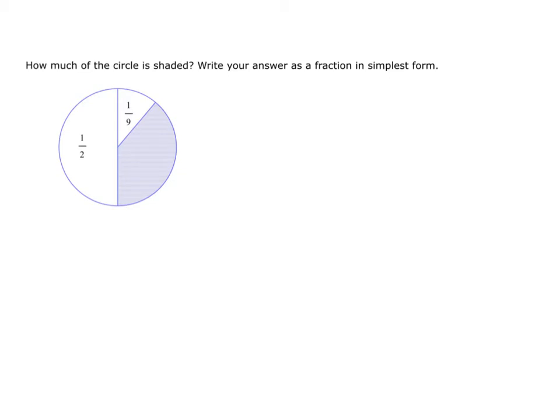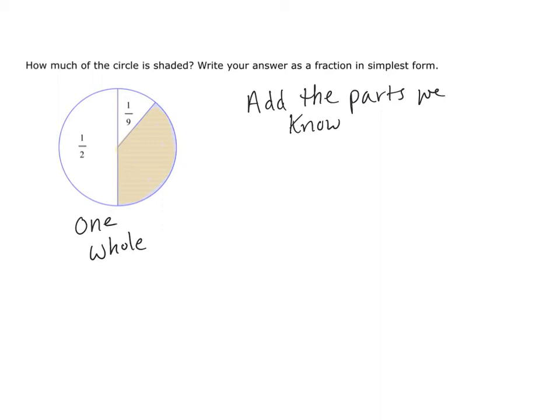Here we're going to do the same idea. Alright, so again, we want to find this shaded area here. We're going to start with what we know. And we're going to add the parts we know. And this is one whole, the whole circle. So I can add 1/2 and 1/9.